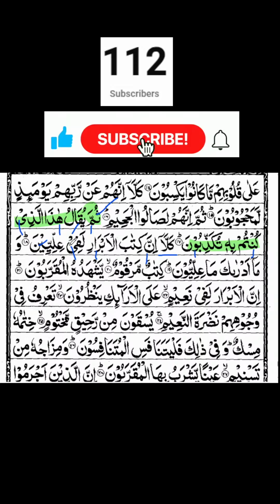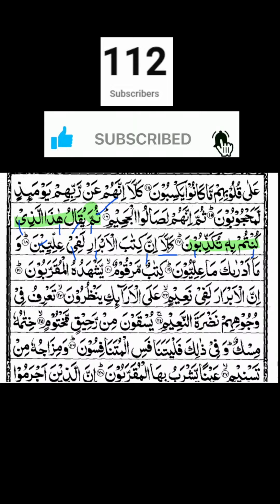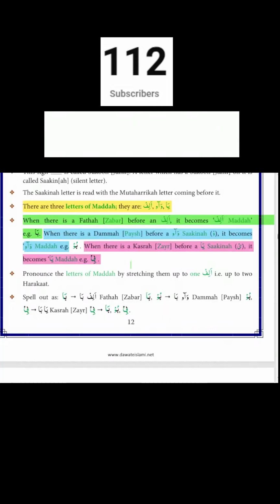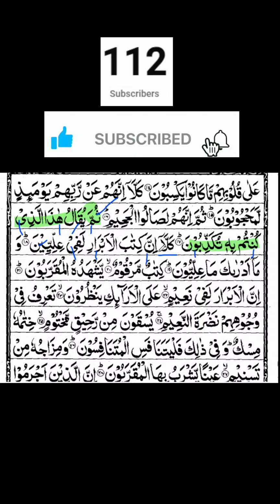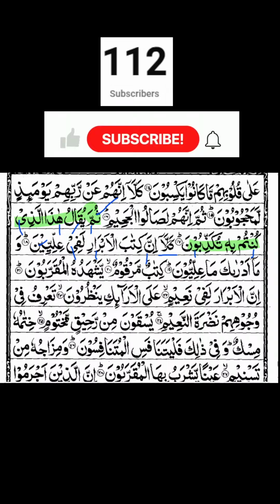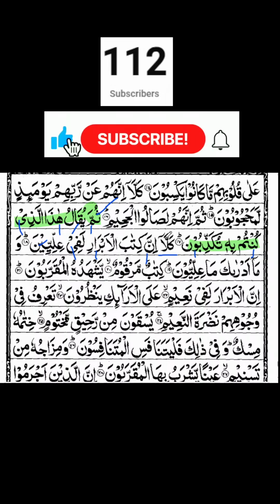So kalla, we are stretching this alif. What's the reason? Reason is this one. This is alif madda. The definition, as you can see here in green: when there is a zabar before an alif, it becomes alif madda. Example, ba alif zabar ba, and lam alif zabar la is here. So this is the reason we are stretching alif madda, and as you can see, alif has mad also.